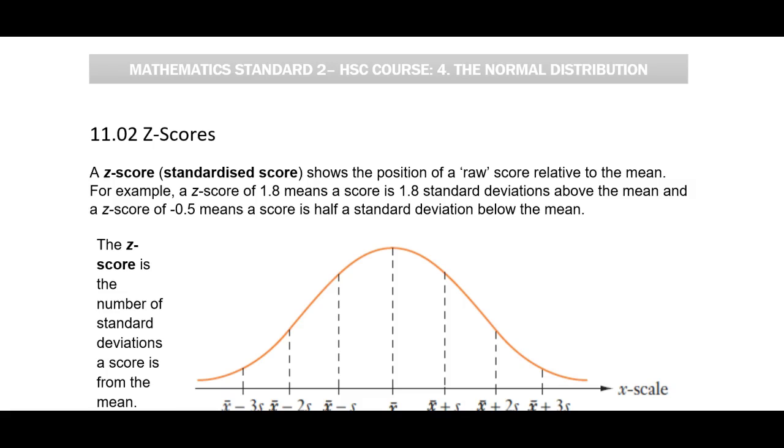Now Z-score is sometimes called a standardised score. Perhaps you've heard that language before. Well, you won't hear it too much anymore. We're going to keep using the language Z-score, but essentially a Z-score is a measure of how many standard deviations a single score within a data set is above the mean. So a Z-score of 1.6 means that that score is 1.6 standard deviations above the mean.